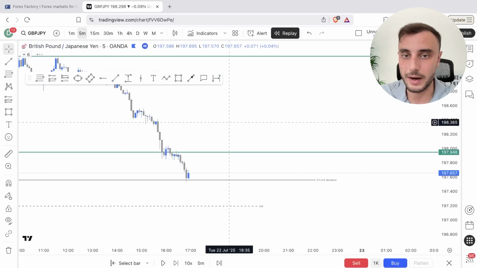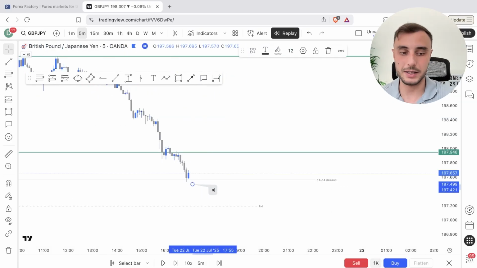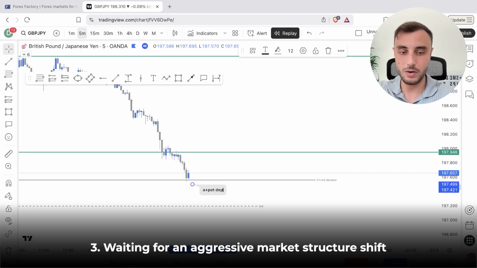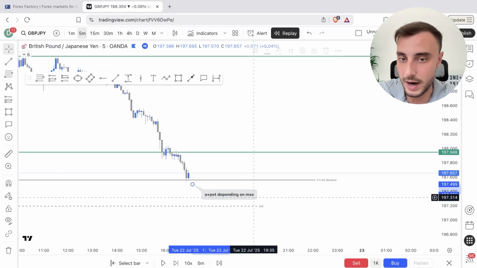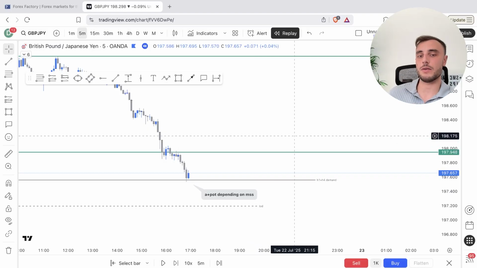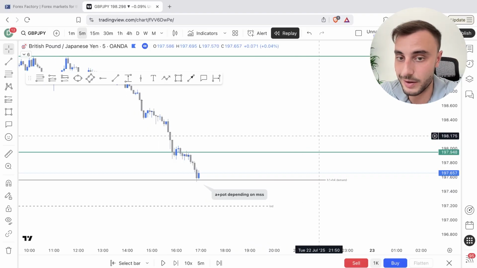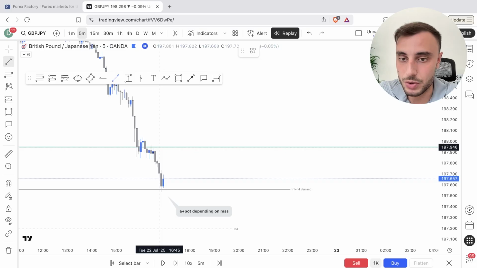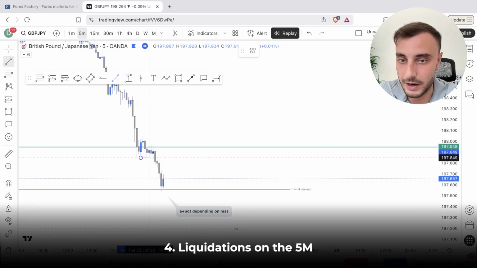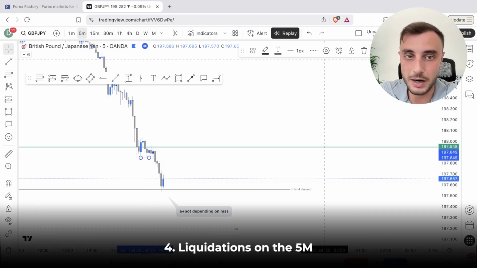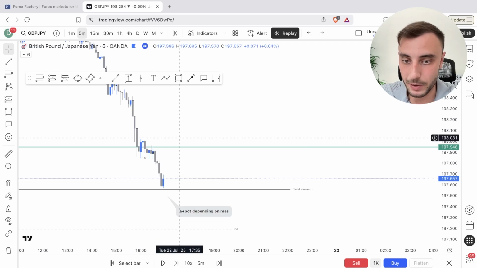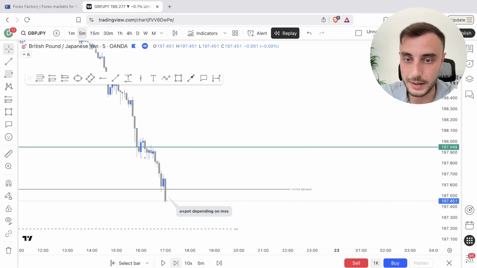After that, I went on the 5 minute and I knew that I have an A+ potential depending on the market structure shift, because I was very happy with the higher time frame confluences. Now the missing piece of the puzzle was the aggressive shift on the 5 minute. After that, I was able to identify this 5 minute liquidation as well that I've marked, and then I just waited. Okay, let's play the price together and see what happens.